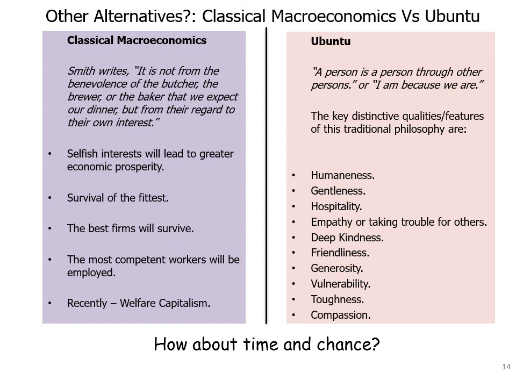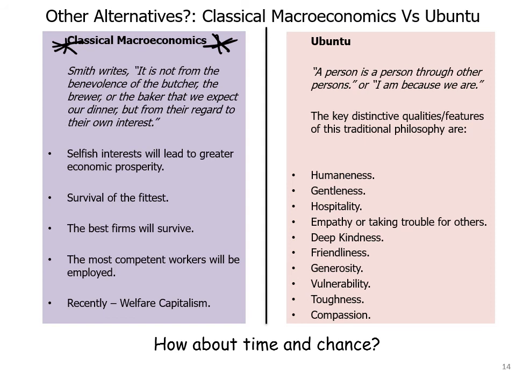Finally, it might be beneficial to point out that classical macroeconomics has its flaws, so we can't just leave it all up to classical macroeconomics. For instance, Adam Smith writes that it is not from the benevolence of the butcher, the brewer, or the baker that we expect our dinner, but from their regard to their own interests. So the butcher is not giving you meat because he likes you. The brewer is not giving you wine because he or she likes you. The baker is not baking cakes and bread because they like you, but they're trying to reach their own self-interest. They need to make some money. They need to survive too.